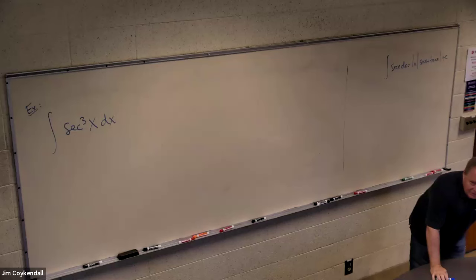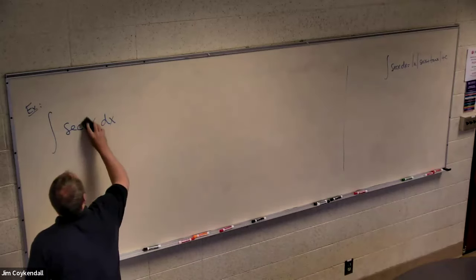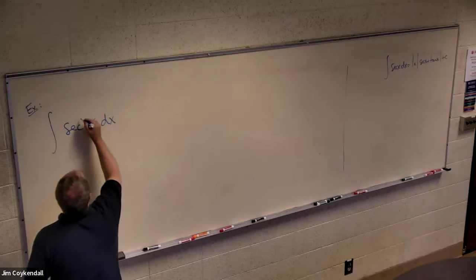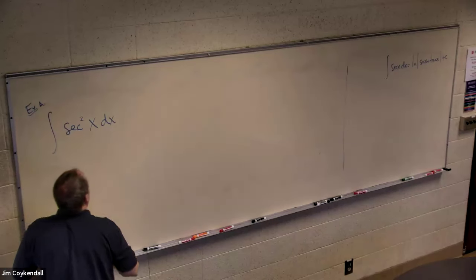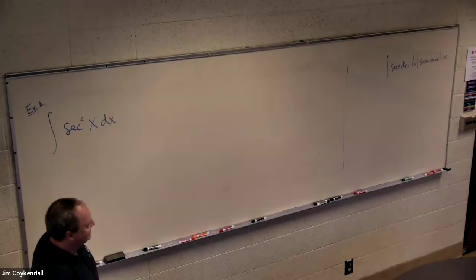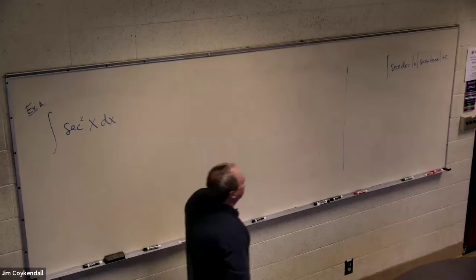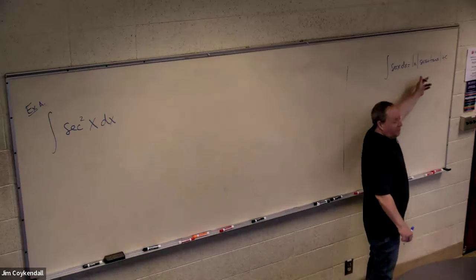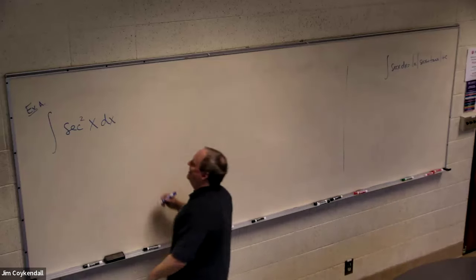Right, secant squared is bad, secant cubed is going to be large. Wait a minute. Actually, let's do this example A. How about this one? Be careful about that. That won't work. You can't. The antiderivative of the square is not the square of the antiderivative.